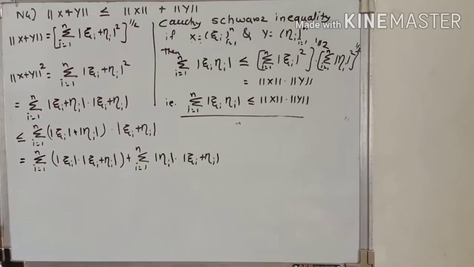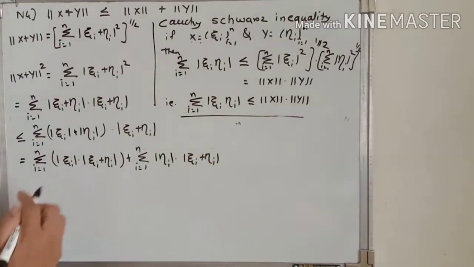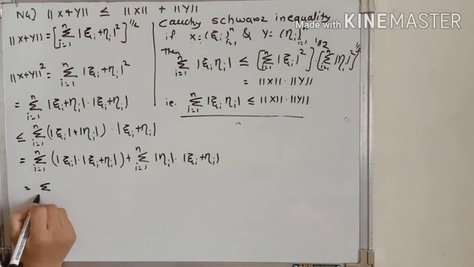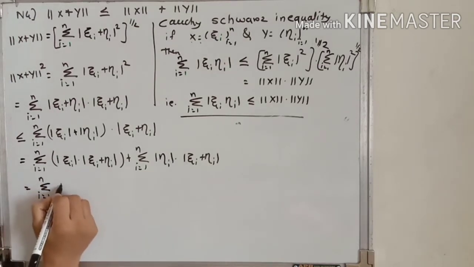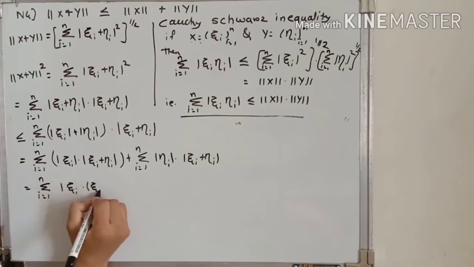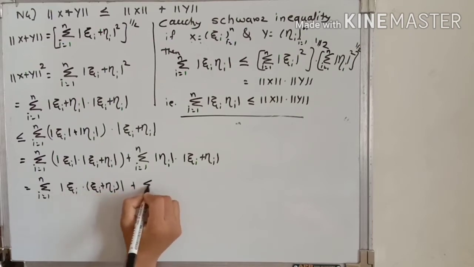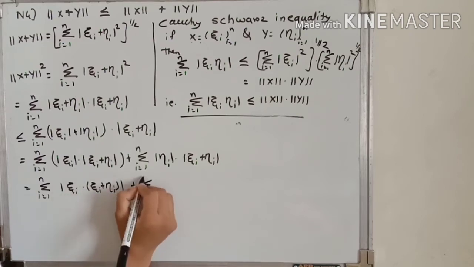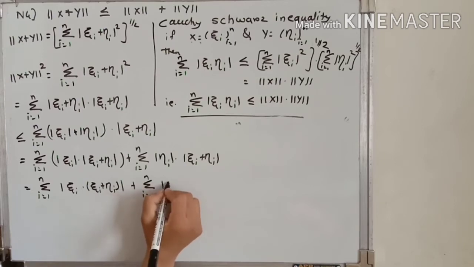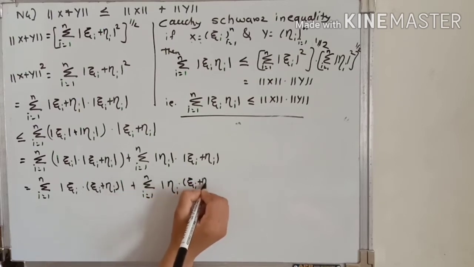Now here we apply Cauchy's inequality. Firstly, we simplify it. That is equal to the summation i running from 1 to n of mod of ξᵢ into mod of ξᵢ plus ηᵢ, plus the summation i running from 1 to n of mod of ηᵢ into mod of ξᵢ plus ηᵢ.